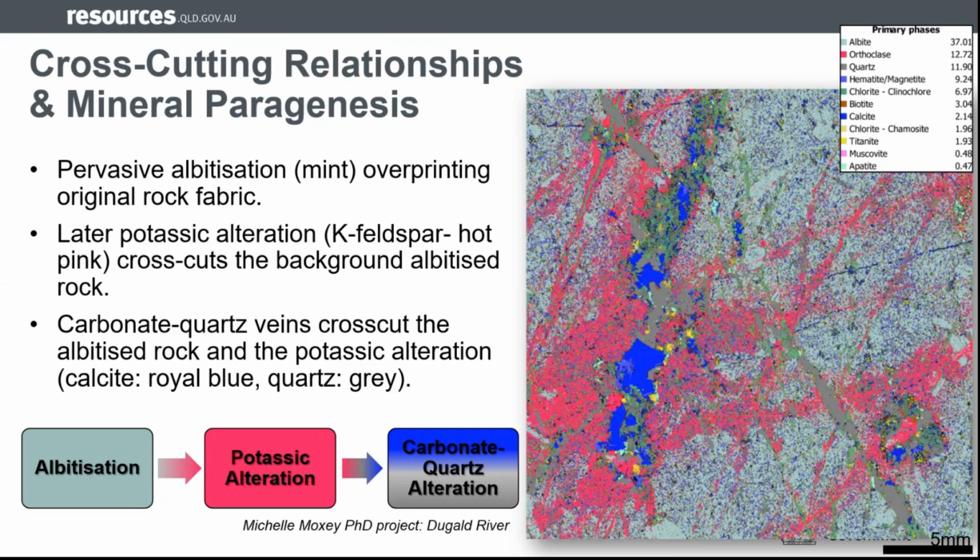You can clearly see this pervasive albitization of a prime host rock, and it's clearly cross-cut by a later potassic alteration. These hot pink colors represent this. And the latest event is cross-cutting veins with carbonate in dark blue and gray quartz. So in this case, you have a very clear and very convincing example of this cross-cutting relationship.